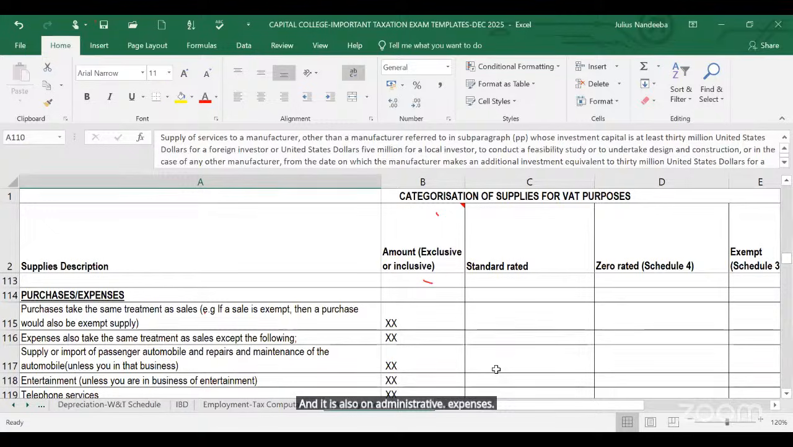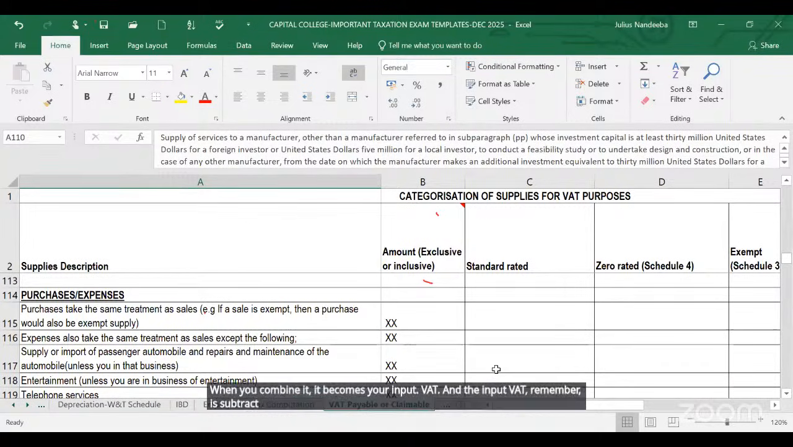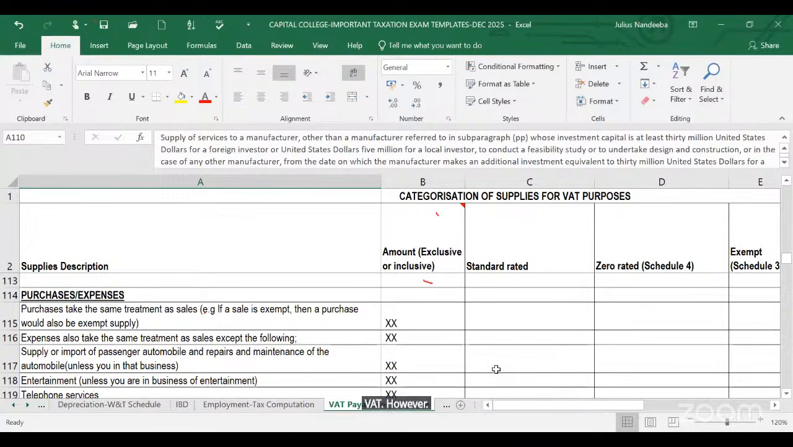So the VAT that they charged you when you were importing, the VAT they charged you when you are buying here on the local market, the VAT they charged you on your administrative expenses, when you combine it, it becomes your input VAT. And the input VAT, remember, is subtracted from output VAT. However, there are adjustments in input VAT you must always remember.